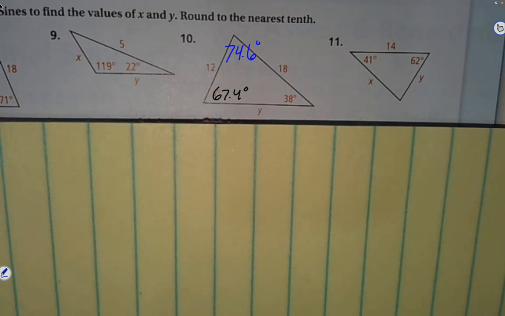Oh, is that what you were saying? Yeah. Chloe? Yeah. I'm sorry. I thought you were talking about your answer. You should have said the angle. Yeah, you had that right.